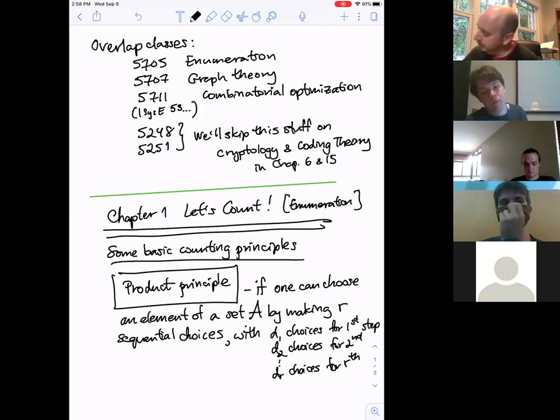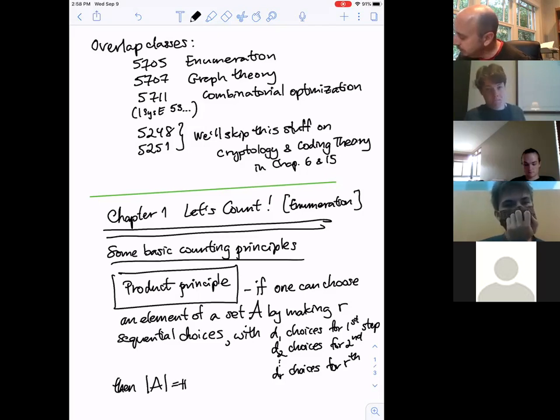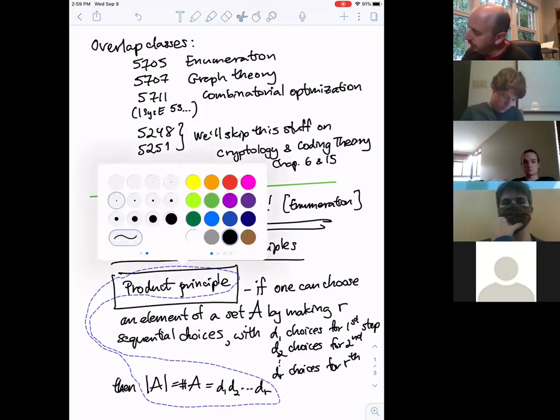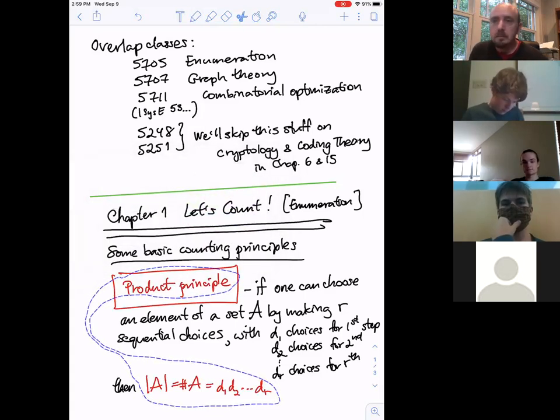The size of that set, and I'm going to use an absolute value symbol, but sometimes I might use a number sign. Those both mean size of A, cardinality of A, is just going to be D1 times D2 times DR. And this is important enough that maybe we want to make that red or something. In other words, my set has size equal to a product, and it's the product of how many choices I had at each stage when I'm trying to pick which element of the set I'm doing.